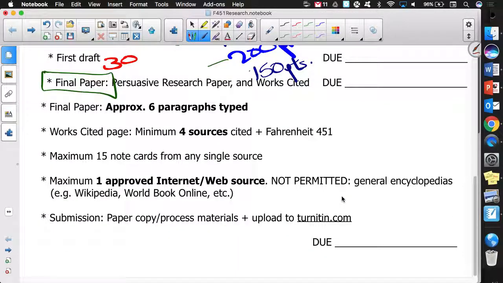For your final paper, you're going to write 6 paragraphs. Normally, we've been doing 5. There's one more paragraph. I'm going to show you today what the structure is going to be. If we don't get it today, I'll show you tomorrow, so you know exactly what's going to be going on in each paragraph.